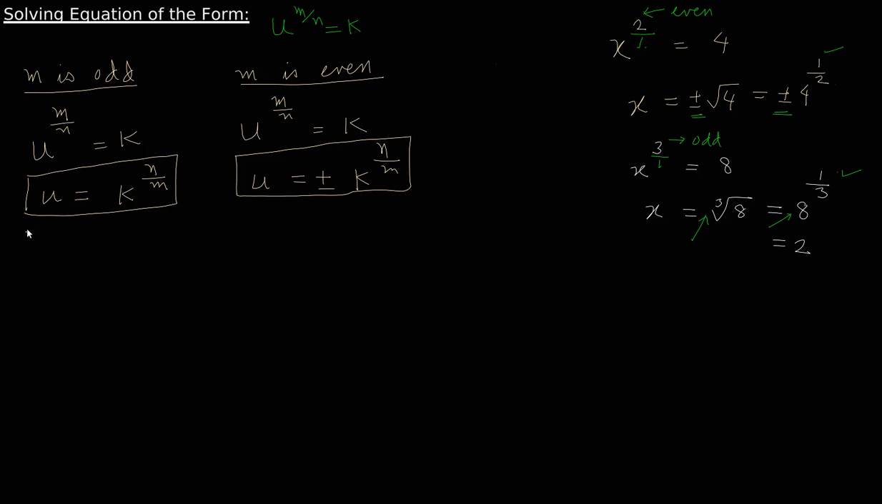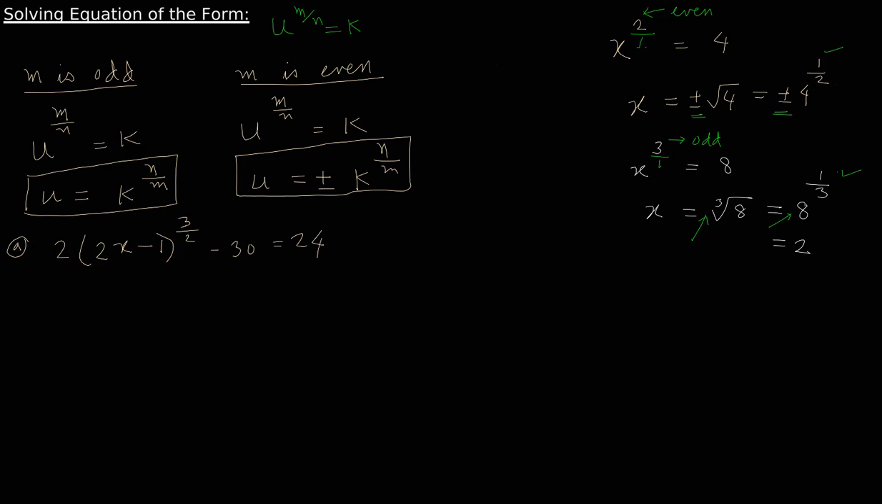So let us try to solve at least two problems. The first problem is 2 multiplied by 2x minus 1 power 3 over 2, minus 30, equals 24. Okay, so this is the problem. Let us try to solve.